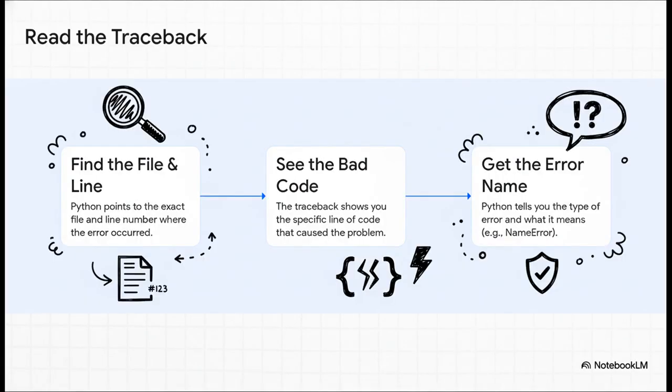Now what's great is that we can break down that scary wall of text into three simple, manageable parts. First up, Python points you to the exact file and the exact line number where the error happened, so no more hunting around. Then, it shows you the specific line of code that caused all the trouble. And finally, it gives you the error name. This is the big clue that tells you what kind of mistake you're actually looking for.